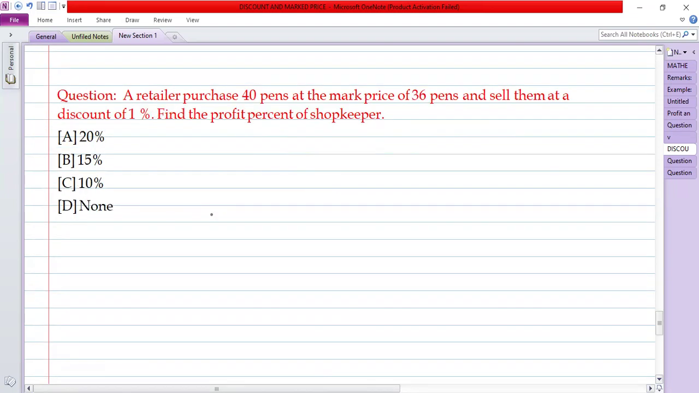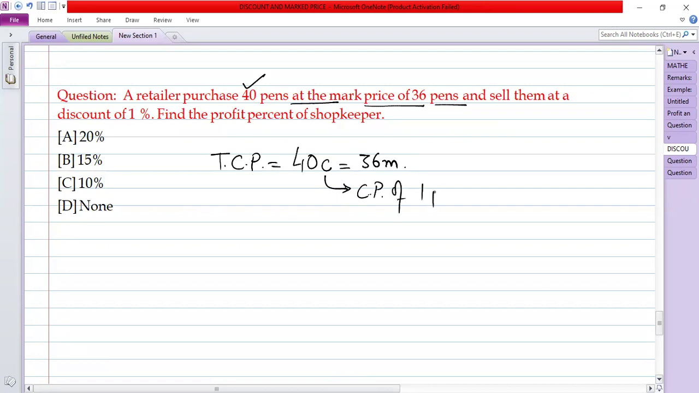Okay. So here a retailer purchases 40 pens at the marked price of 36 pens. Okay. So once again here, what is the total cost price? The total cost price will be nothing but 40C, which will be equal to 36M. Okay. So what is the meaning of this C? This is nothing but the cost price of one pen. And what is this M? Obviously, this is the marked price of one pen. Okay.